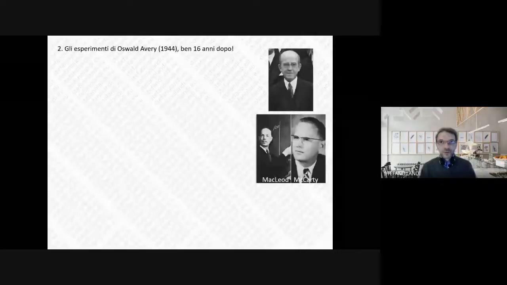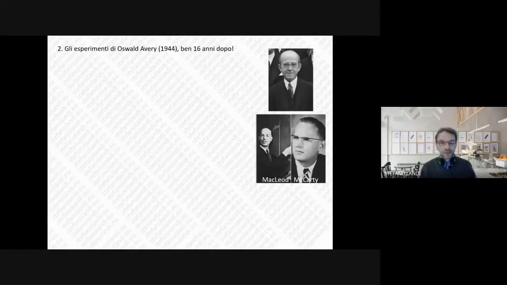In this pill, we are continuing to review some experiments showing that the DNA is the repository of the genetic information of the organisms. After the Griffith experiments in 1928, now we show this other set of experiments carried out by Avery in 1944, 16 years later than Griffith.